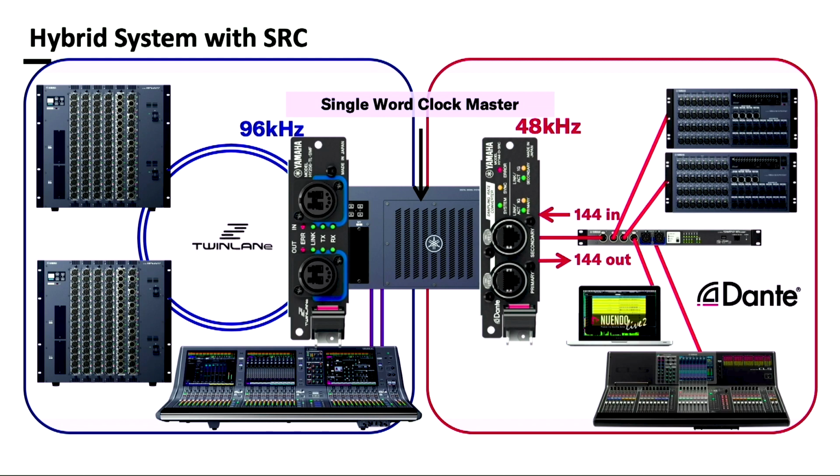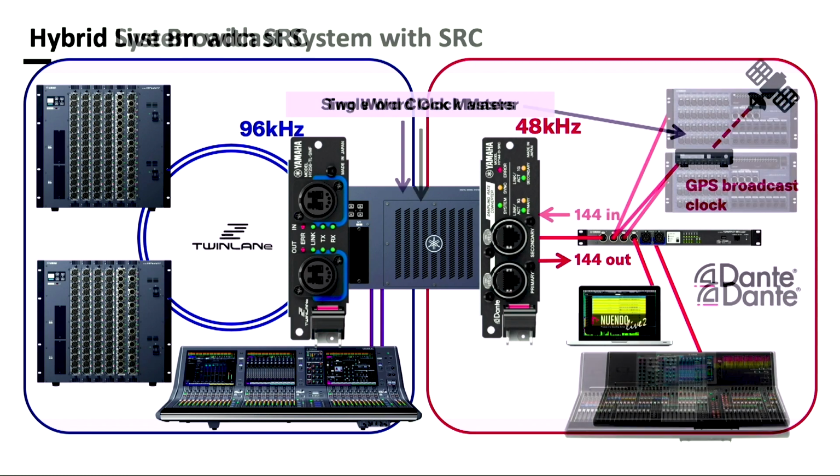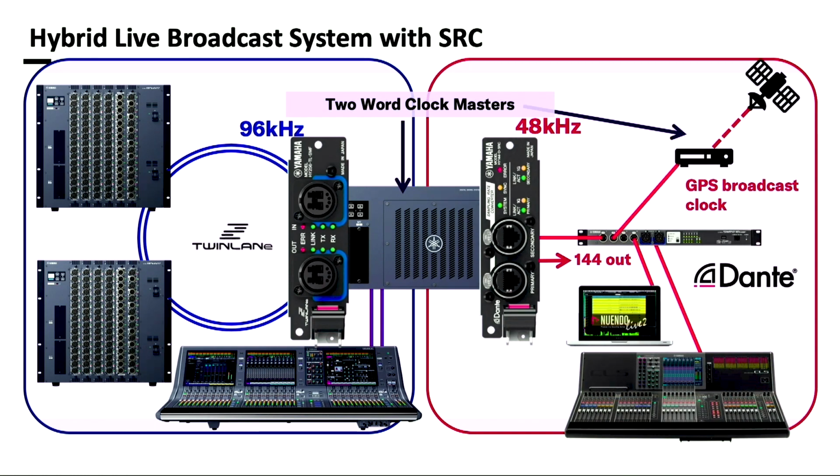Thank you. Great. Now, if you need to have different word clocks between TWINLANE and Dante, then here is an example of that. 2 clock masters. Then you have to use the Dante SRC card in asynchronous mode. When that card is in asynchronous mode, you have 3 choices. You could have, like we see here, just 144 outputs, but no inputs. Or you could have 144 inputs with no outputs. Or you could have 72 in and 72 out. So you can choose the modes.